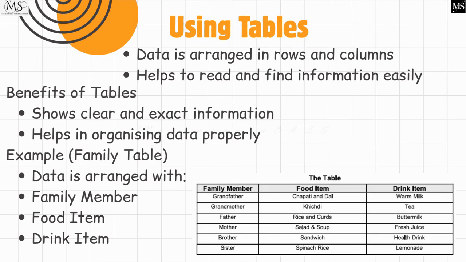Using tables. Data is arranged in rows and columns. Helps to read and find information easily. Benefits of tables. Shows clear and exact information. Helps in organizing data properly. Example. Family table. Data is arranged with family member. Food item. Drink item.